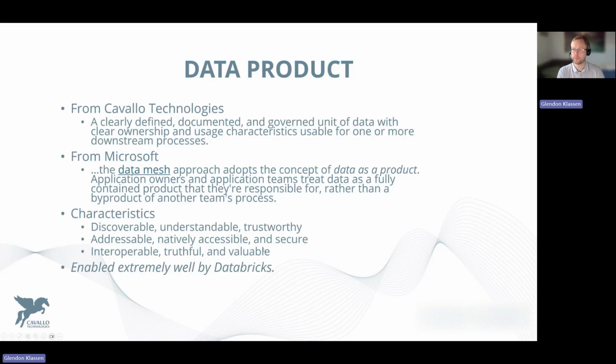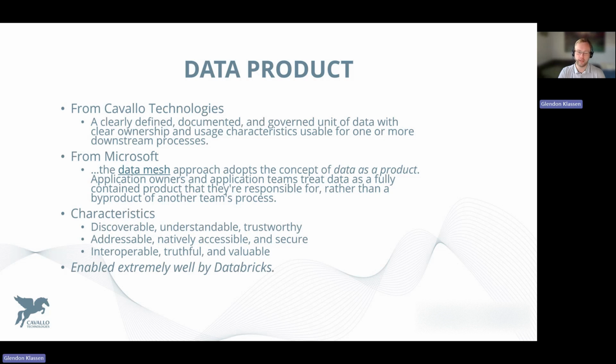Maybe first, it's worth level setting with the definition. Our definition of a data product is a clearly defined, documented, and governed unit of data with clear ownership and usage characteristics, and it's usable for one or more downstream processes. From Microsoft, the data mesh approach adopts the concept of data as a product. Application owners and application teams treat data as a fully contained product that they're responsible for, rather than a byproduct of another team's process.